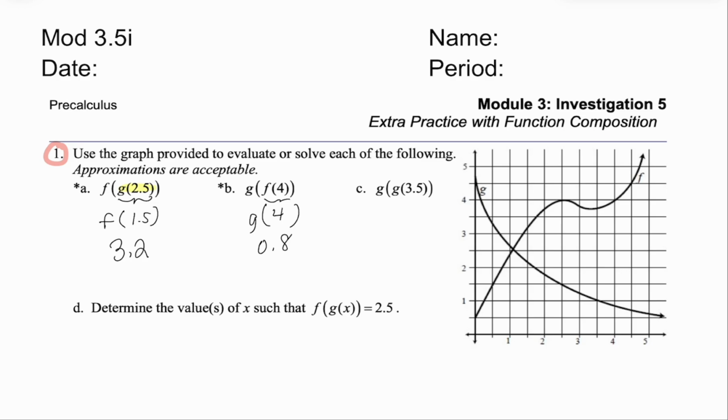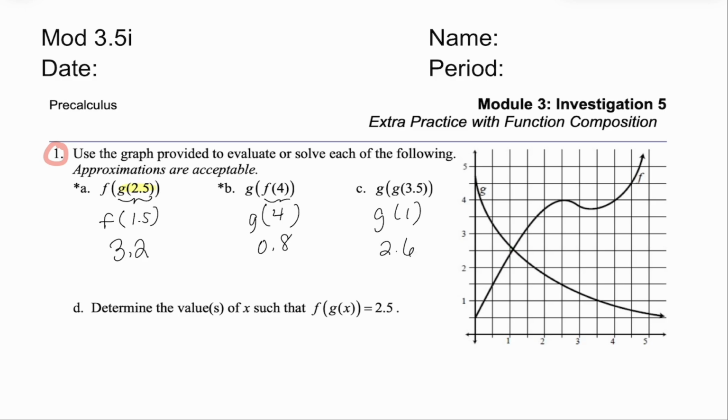Now let's look at C. In C, we're going to use the g function twice. Okay, so we are going to find g of 3.5. So when x is 3.5, we're going to go up to the g function. It looks like we hit a height of 1. Now we're going to use the g function one more time, but this time our x value is 1. So go to x value of 1, go up to the g function. I think we are just over the 2.5 line. Let's call it 2.6.